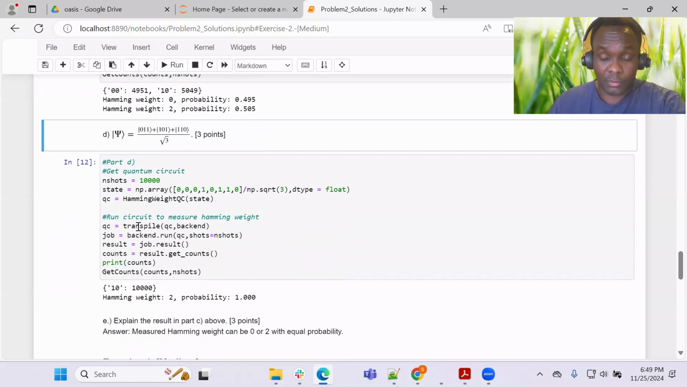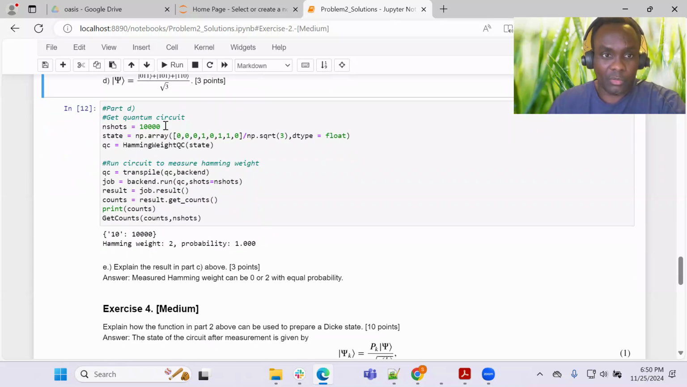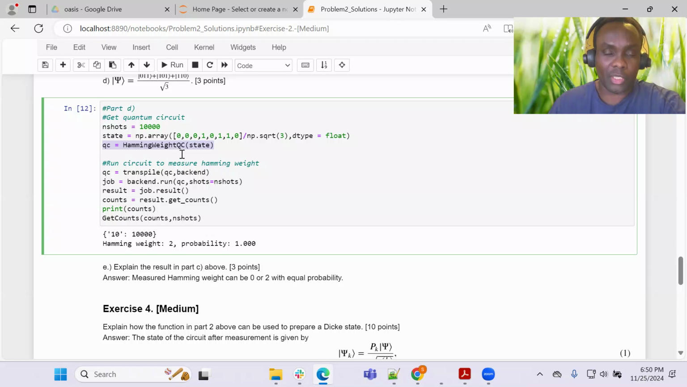Now moving on to part D. Okay. Part D is this quantum state. It's a superposition of basis states with each one of them with Hamming weight 2, as you can see here. This is also worth 3 points. Getting this right is worth 3 points. As before, 10,000 shots, and then I'm initializing the state. State in the vector format here, I should say. And then here, I'm getting the quantum circuit from the function that I created.